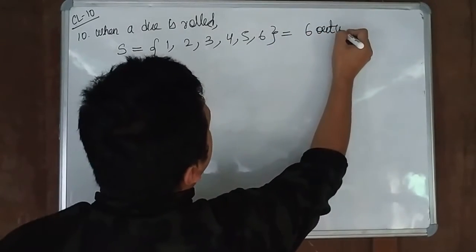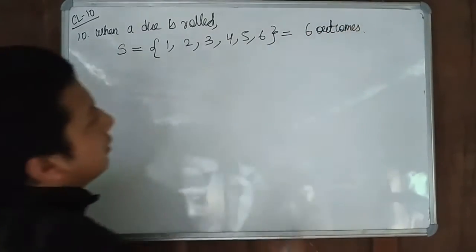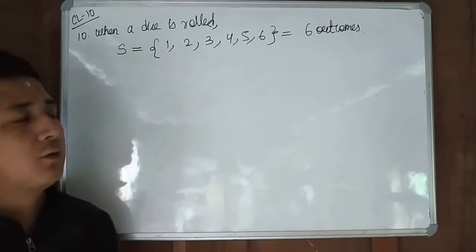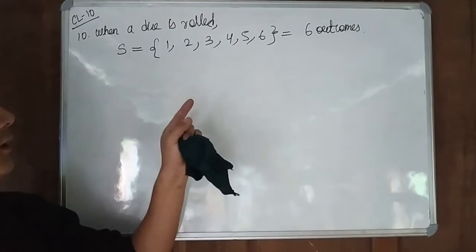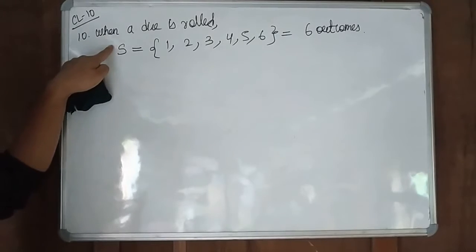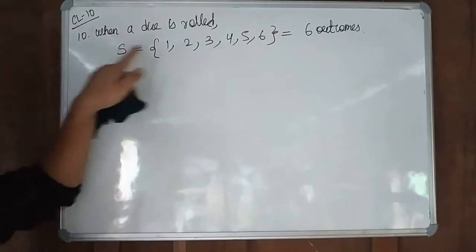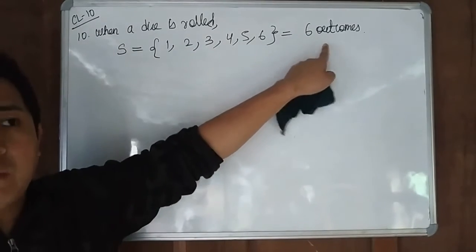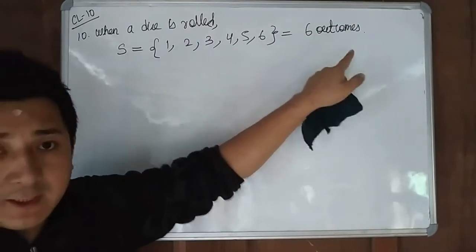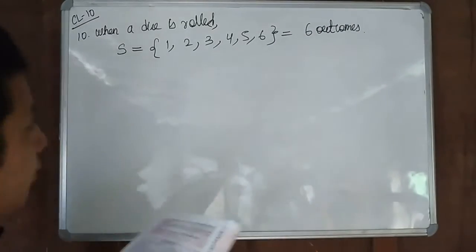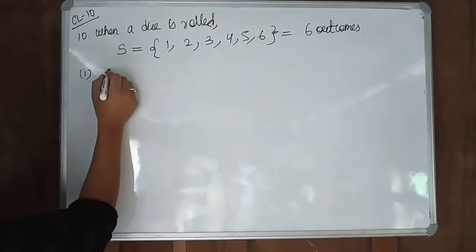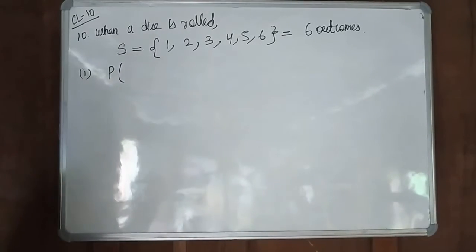6 outcomes. I'm again telling you boys, whenever we are doing problems on probability, the first thing you'll see is the experiment and then the sample space. How many? This is very important because this is in the denominator. Okay. Now let's go to the question. Question number 1. We are asked to find the probability of getting number 5.